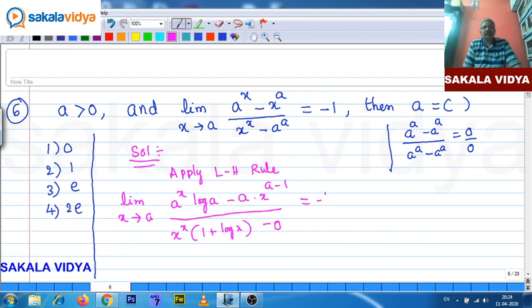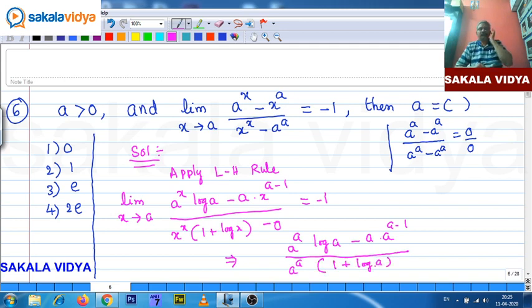Equals minus 1. Now substitute the limit, you get a to the power of a log a minus a into a power a minus 1 by a to the power of a into 1 plus log a. This equals minus 1.